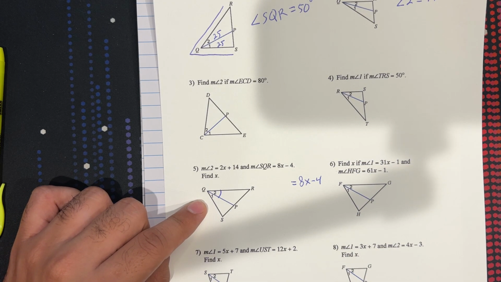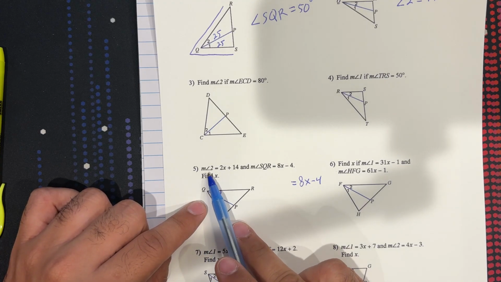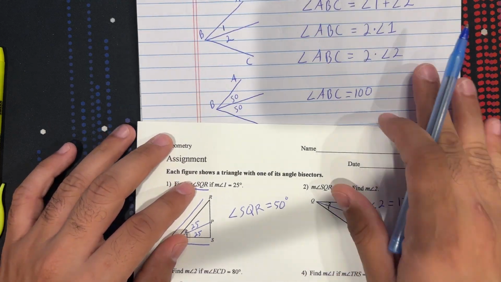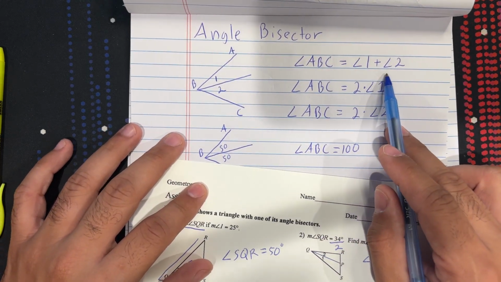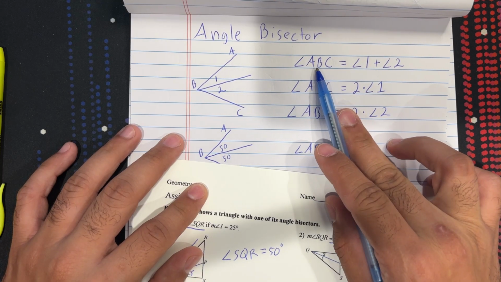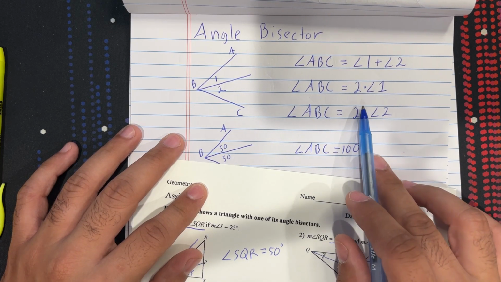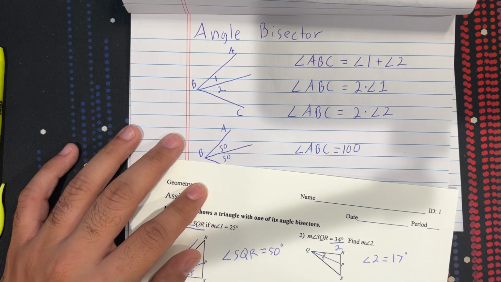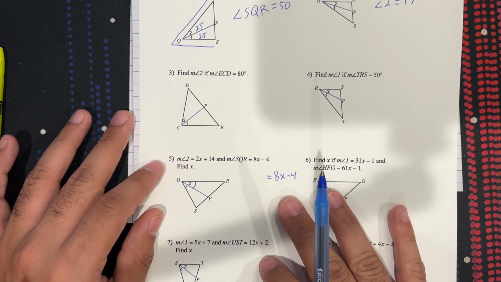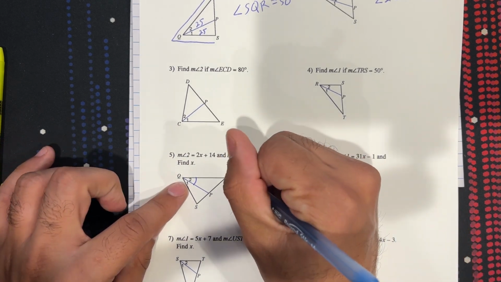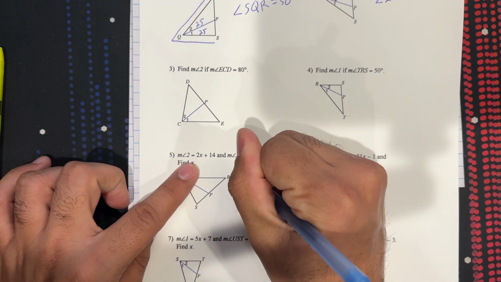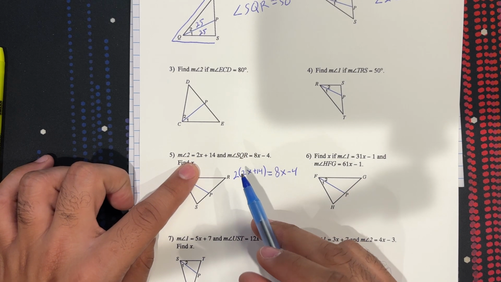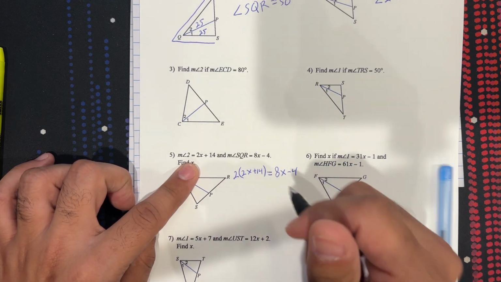I have 2 choices when I try to solve this one. Since I already have angle 2, and I know this is exactly half of this, I could say that if I add angle 1 and angle 2, it is the entire piece. Or, since they only gave me angle 2, I can just double its value and it will equal the larger piece. So that's what I'm going to do on this one. I'm going to double angle 2, which is 2x plus 14. I'm going to multiply everything by 2, so make sure you distribute correctly.